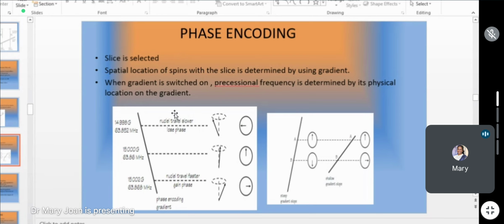I'll share the slides. You can go through the remaining slides also, so you will get a little bit of an idea when we are talking about it.